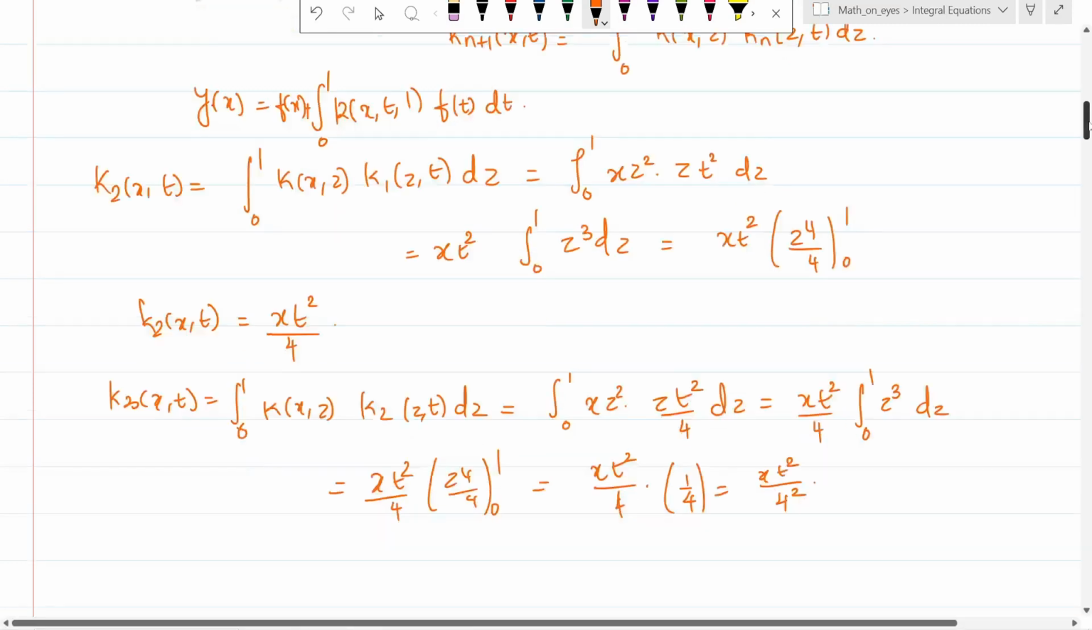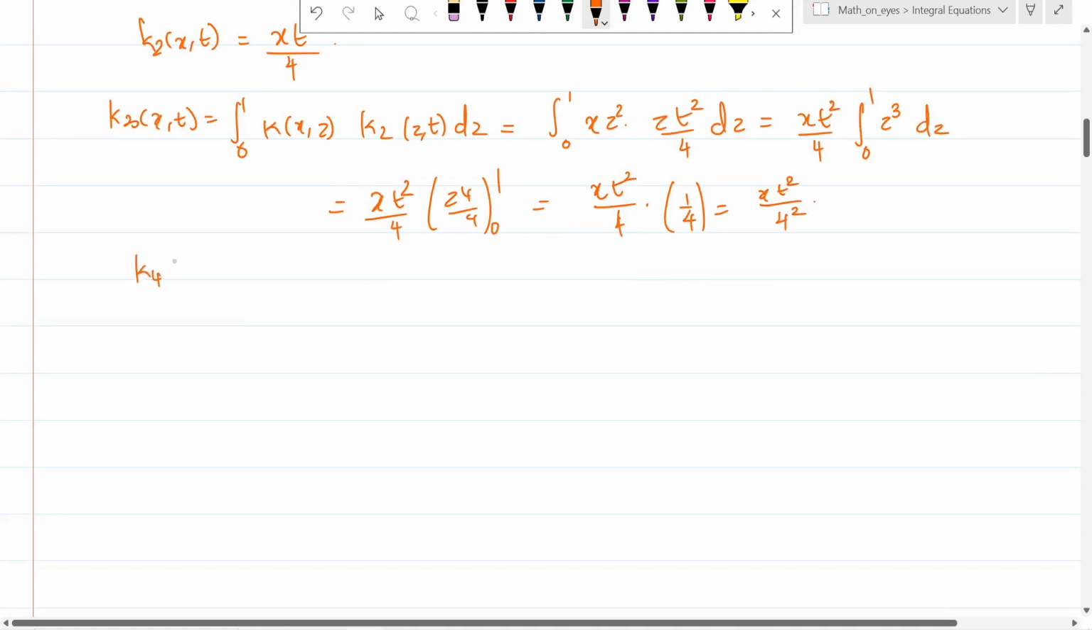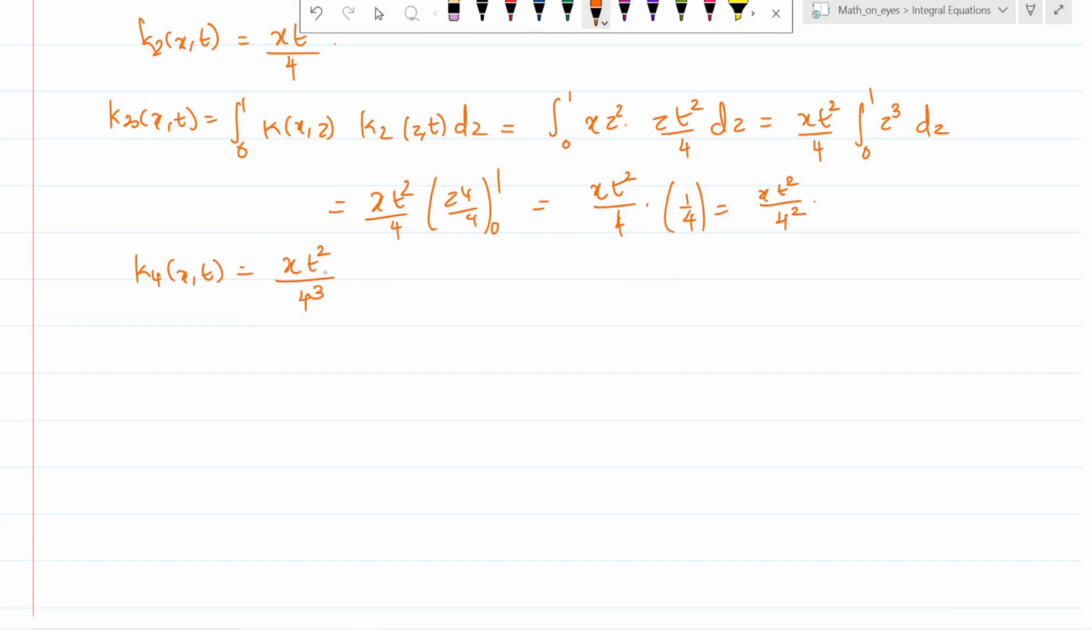So similarly proceeding, we get k4 of x comma t is equal to xt squared divided by 4 cube, and so on. k n of x comma t is equal to xt squared divided by 4 to the power n minus 1, because for k4 we get 4 cube, and for k3 we get 4 square, and for k2 we get 4 in the denominator. So the powers are 1 less than the number. So we get k n plus 1 of x comma t is equal to xt squared divided by 4 to the power n.